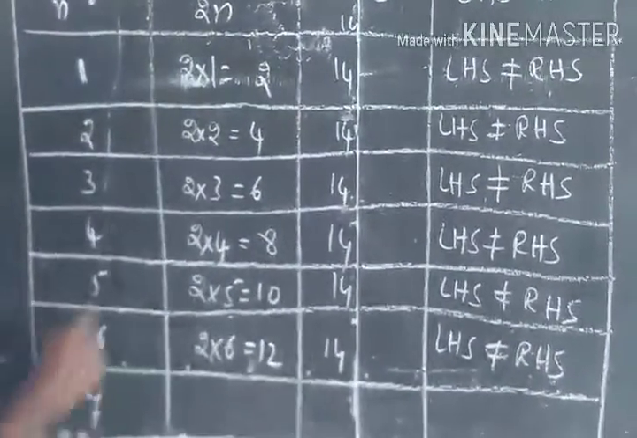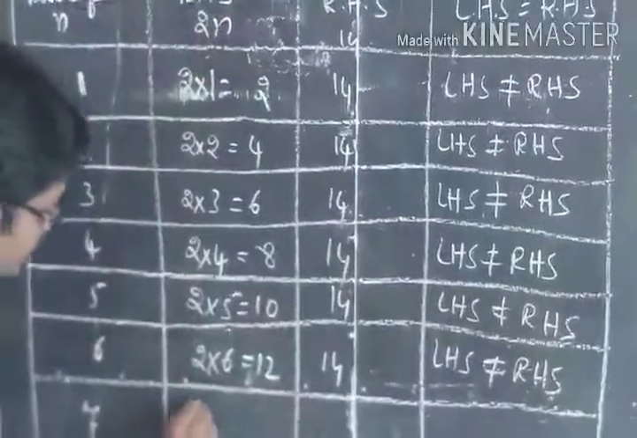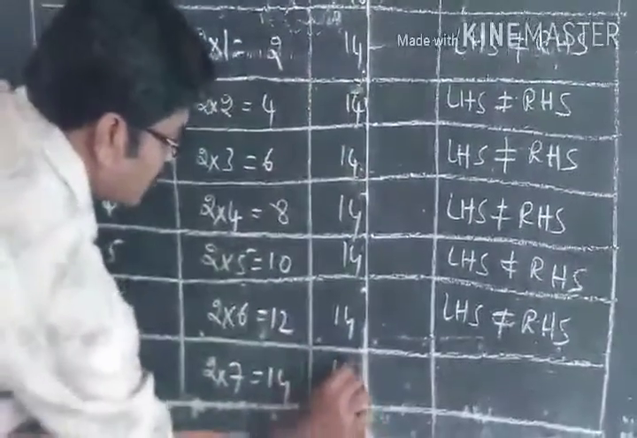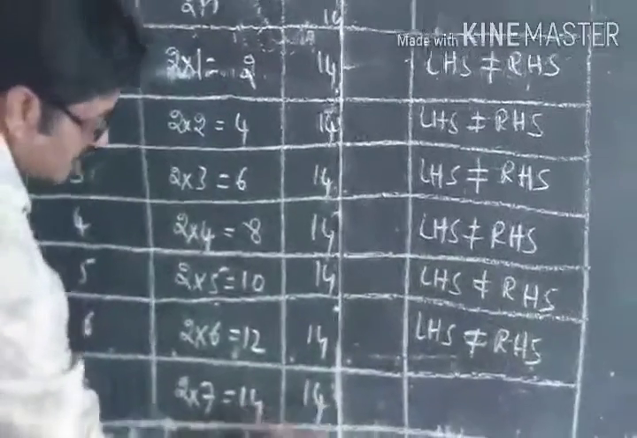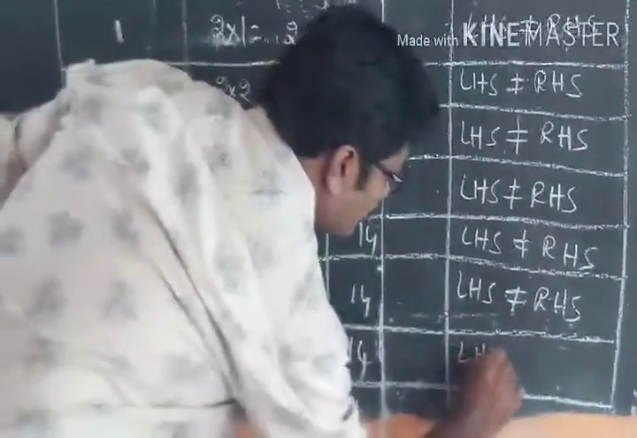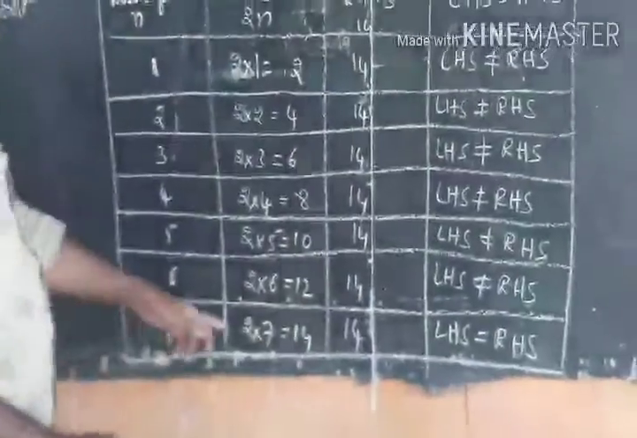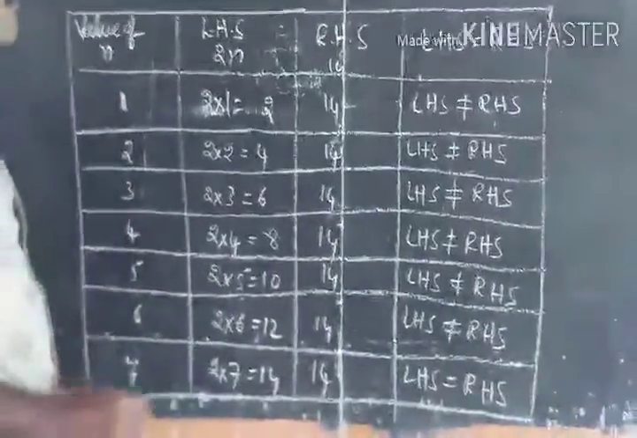n is equal to 7 you want to take. In place of n, 7. 2 into 7 is equal to 14. RHS, how much is there? 14. Here both sides are equal? Yes. LHS is equal to RHS. So n is equal to 7 only.